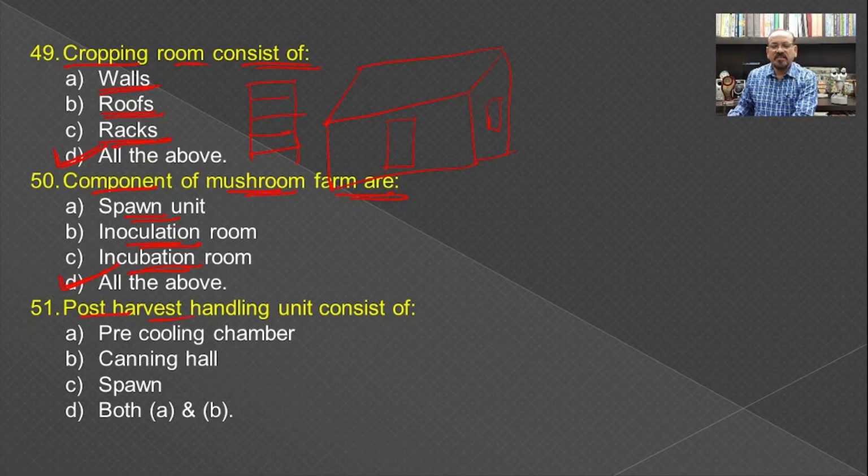Then post harvest handling unit consists of, means after the fruiting of the mushroom or the formation of the buttons, then there is need for a pre-cooling chamber, then a canning hall. Canning means here in boiling water, so there is need to store the mushroom. So both these processes are post harvest processes, while the spawning is a pre-harvest process, and hence both A and B become the answer for this question.